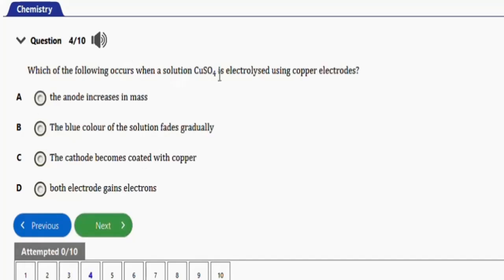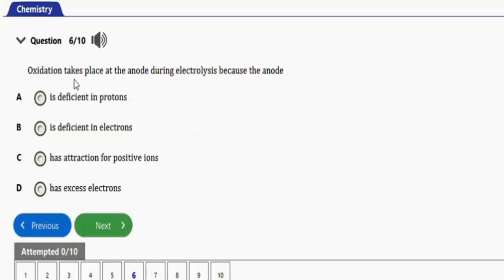Okay, so the next question will be this one. It says which of the following occurs when a solution of copper 2 tetraoxosulfate 6 is electrolyzed using copper electrodes. So we have the anode increases in mass, the blue color of the solution fades gradually, the cathode becomes coated with copper. Yes, that's the right answer. Okay, next question will be this one.